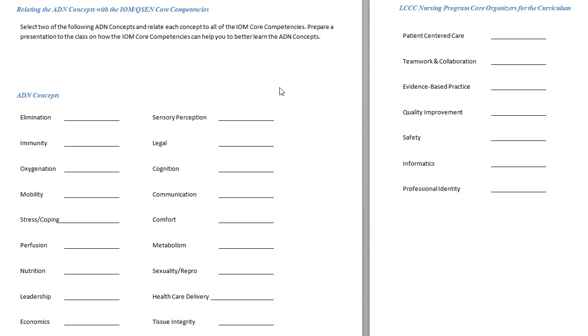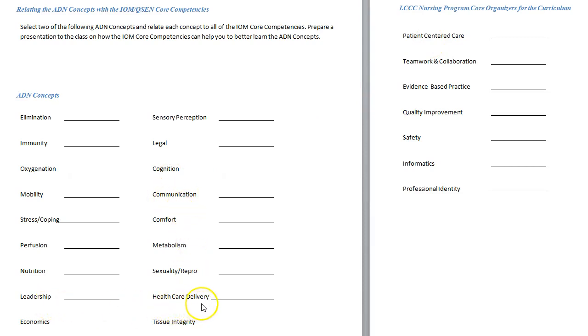And if we had been in class, we would have done this activity where we select 2 of the following ADN concepts and relate each concept to all the IOM core competencies. And we can look at how those core competencies can really help you better learn the ADN concepts. And let me provide you a particular example. We look at patient-centered care. How would we be able to see how that related to some of the concepts?